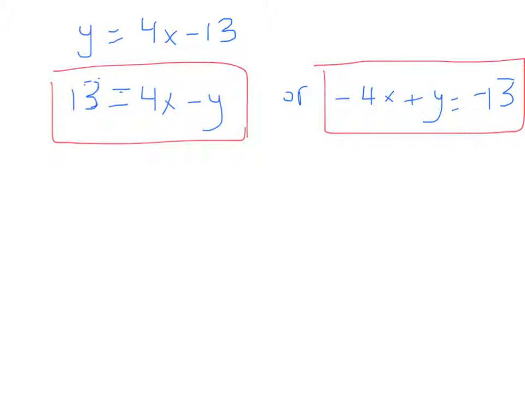Y equals 4x minus 13. If I bring the 13 to the left-hand side and the y to the right-hand side, I would get 13 equals 4x minus y, or I could bring the 4x to the left-hand side and leave everything else alone and get -4x plus y equals -13.